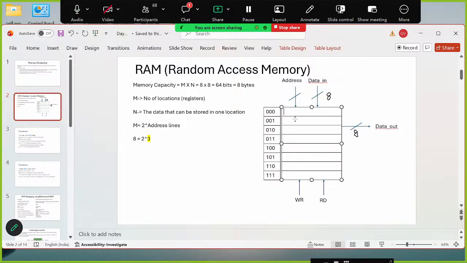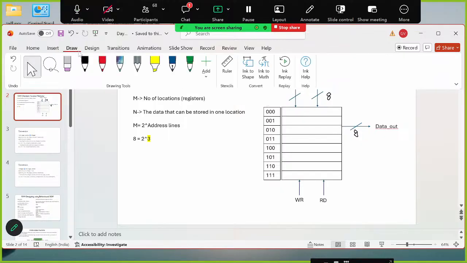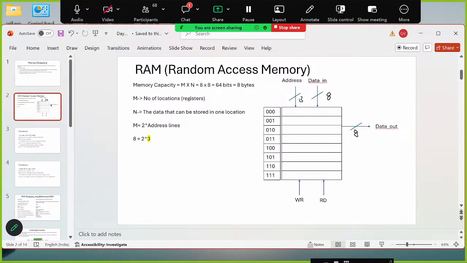So every location or every register is identified by a unique address. This is very important. Every location or every register has a unique address, which can be done either in binary coding or hexadecimal coding depending upon your requirement. But the number of address lines that we require, that is 3 in this particular case, and this is the generalized idea to identify the number of address lines.